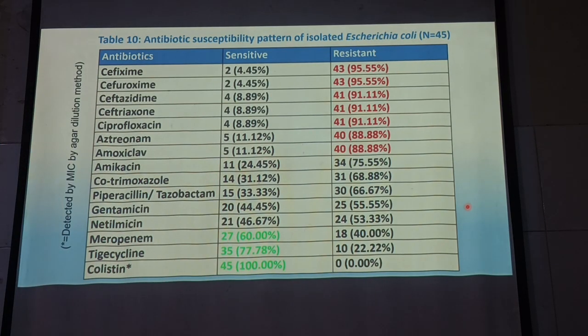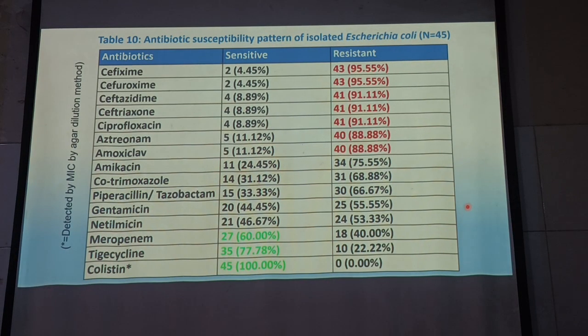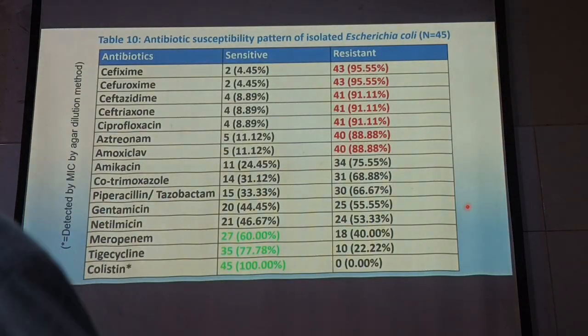Table 10 shows the antibiotic susceptibility pattern of isolated E. coli. E. coli was also highly resistant to second and third generation cephalosporin, ciprofloxacin, aztreonam, and amoxicillin. 24 to 46% were sensitive to amikacin, cotrimoxazole, piperacillin, tazobactam, gentamicin, and netilmicin. 60% were sensitive to meropenem and highly sensitive to tigecycline, around 77%. 100% sensitive to colistin.